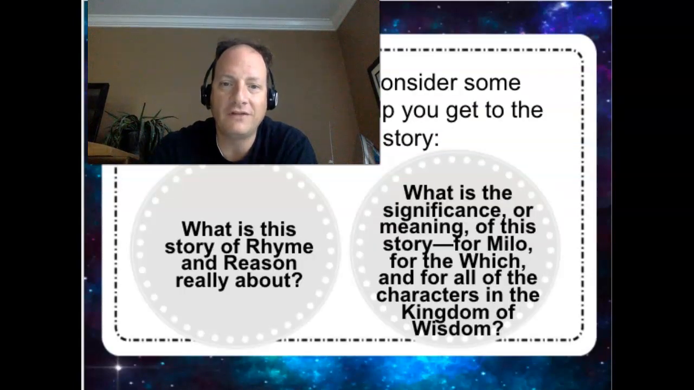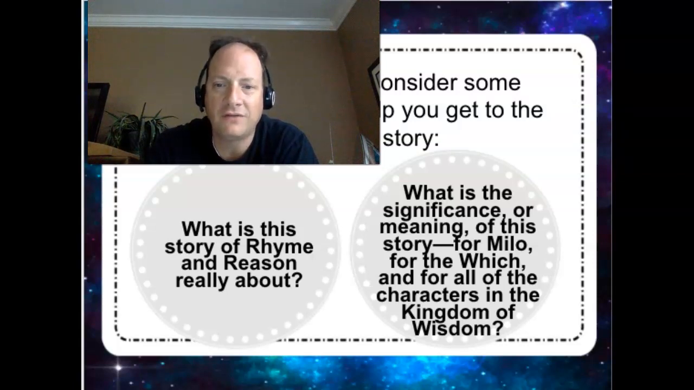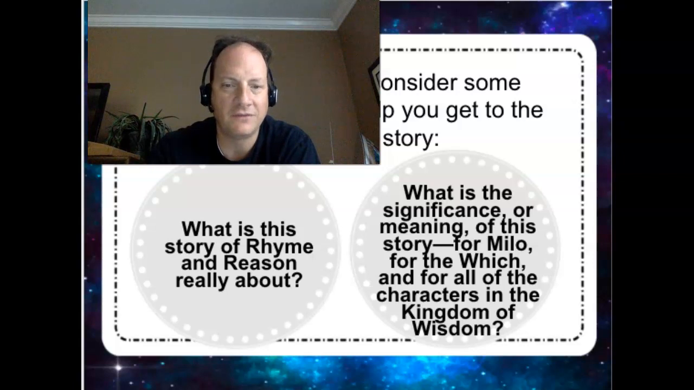As we read today, I want you to consider some questions that can help you get to the heart of the story. Number one, I want you to think about what is the story of rhyme and reason really about? Why are we really learning this story? And what is the significance or the meaning of this story for Milo, for the witch, and for all the characters in the kingdom of wisdom? Why is the story of rhyme and reason so important to each of these characters? So keep that in mind.